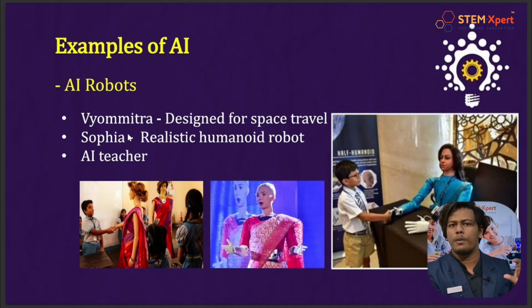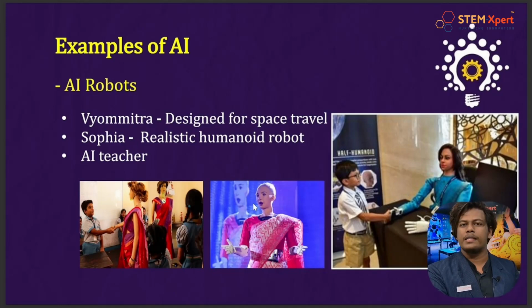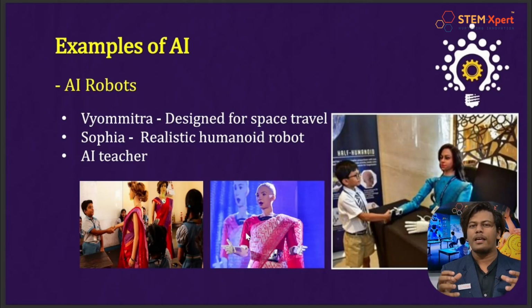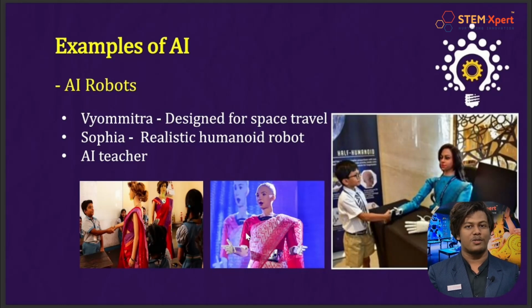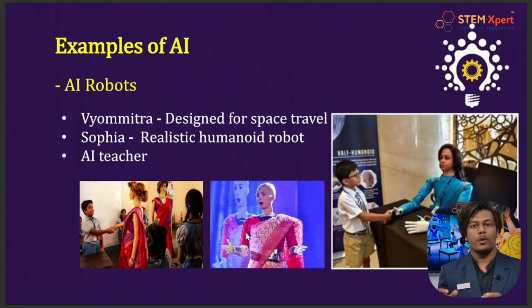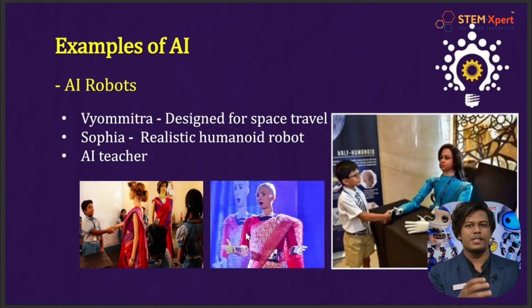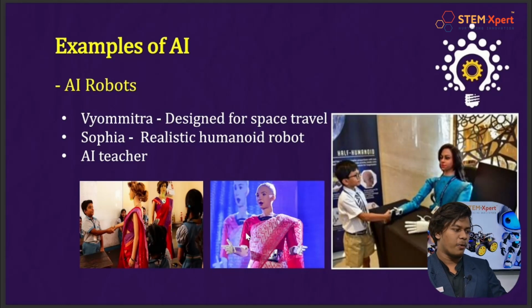You may have heard this word before, right? Sophia robot. Now look at the second image. This is how it looks. And this robot is so realistic and it can make facial expressions. Wow, that's really something, right? If I say something bad or rude to the robot, it will make a sad face. So these robots can make facial expressions exactly like we humans do. That sounds interesting, right?